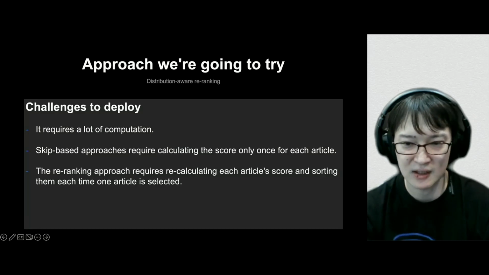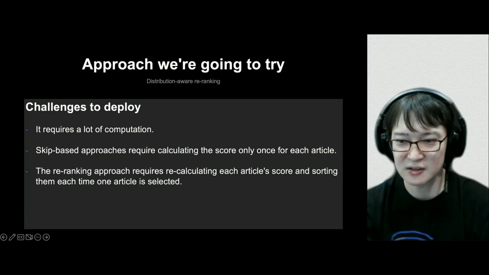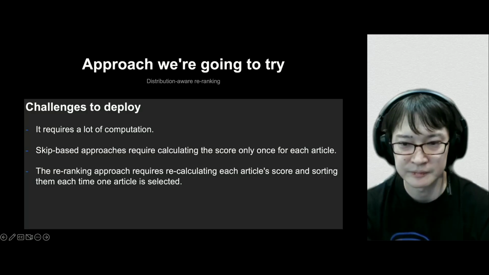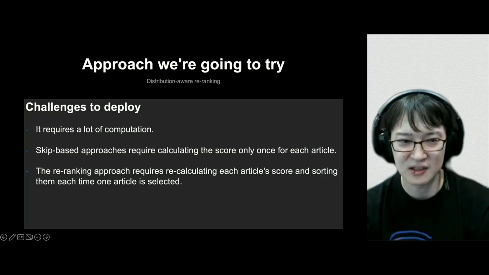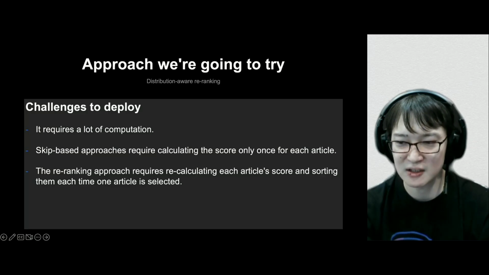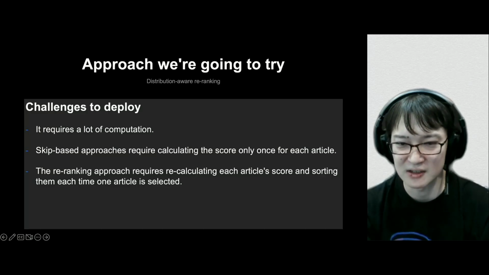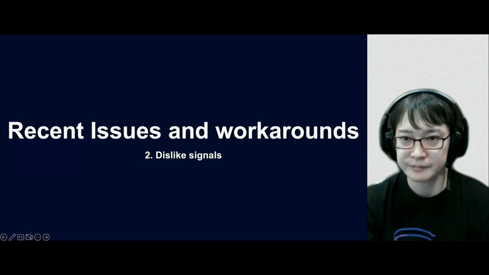But if we use this methodology, there's going to be a big volume of calculation. For the skip-based one, we are able to compute the score once, and then we just apply whether to skip or not based on the score. But for the re-ranking based on diversity, whenever one article is decided, the penalty is going to change, so we need to do the score calculation once again. So in consideration of the volume of calculation and the effectiveness, we are looking for the ideal trade-off.